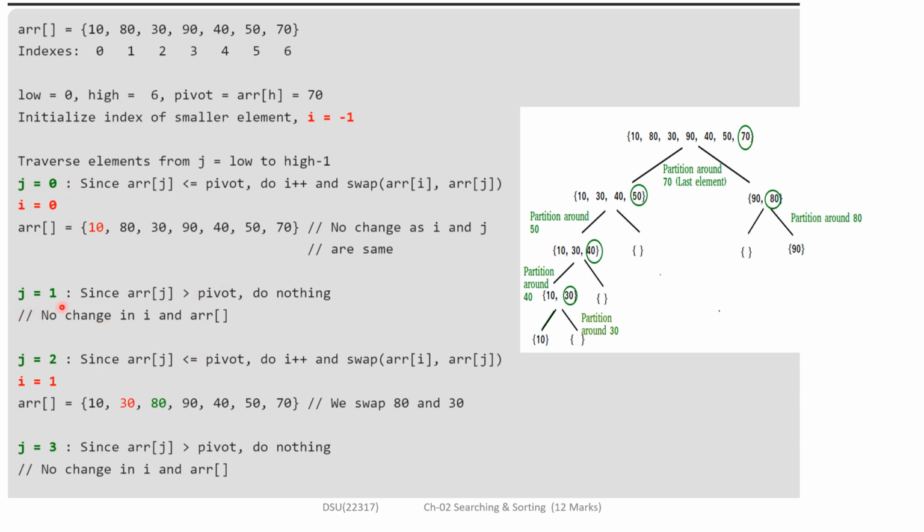Now j is equal to 1. Since A[j] is greater than the pivot, do nothing. No changes in i or in the array. j is equal to 2.